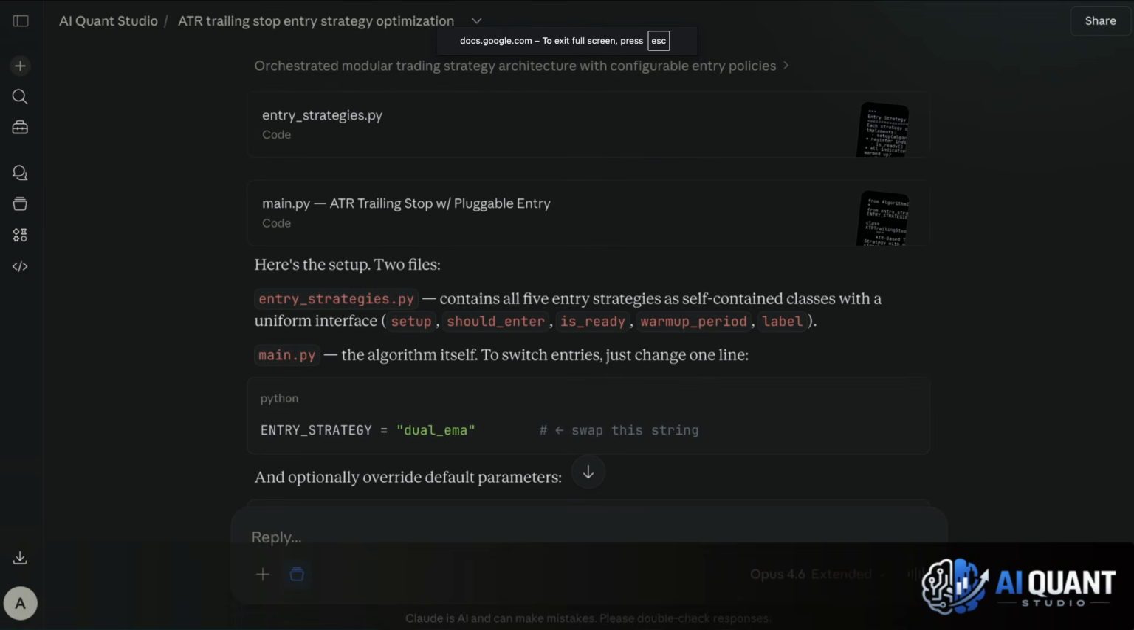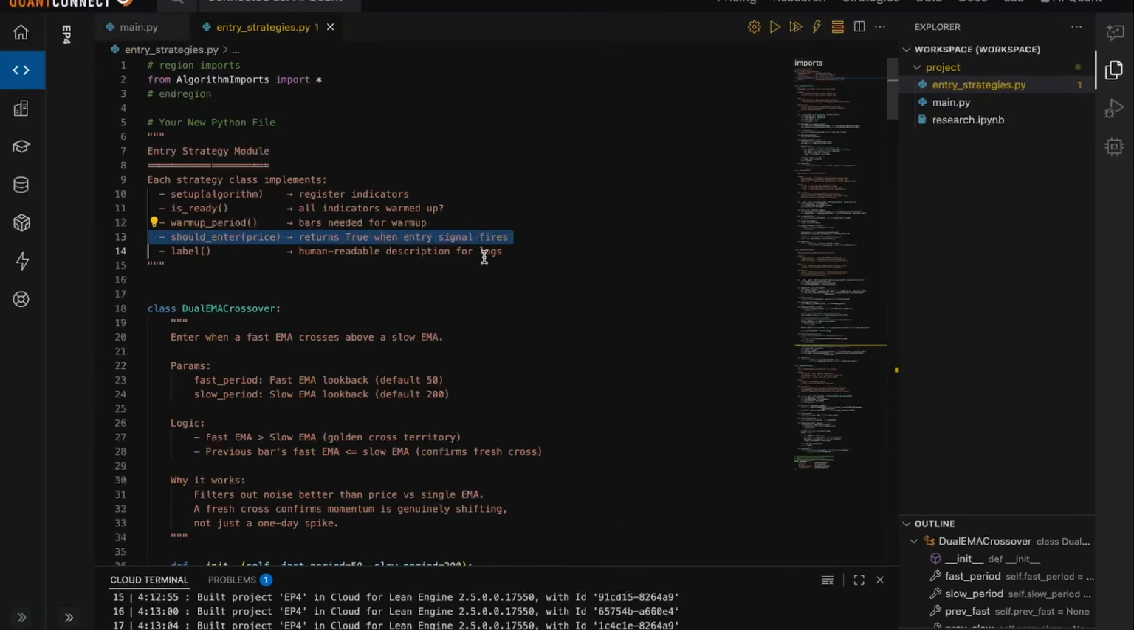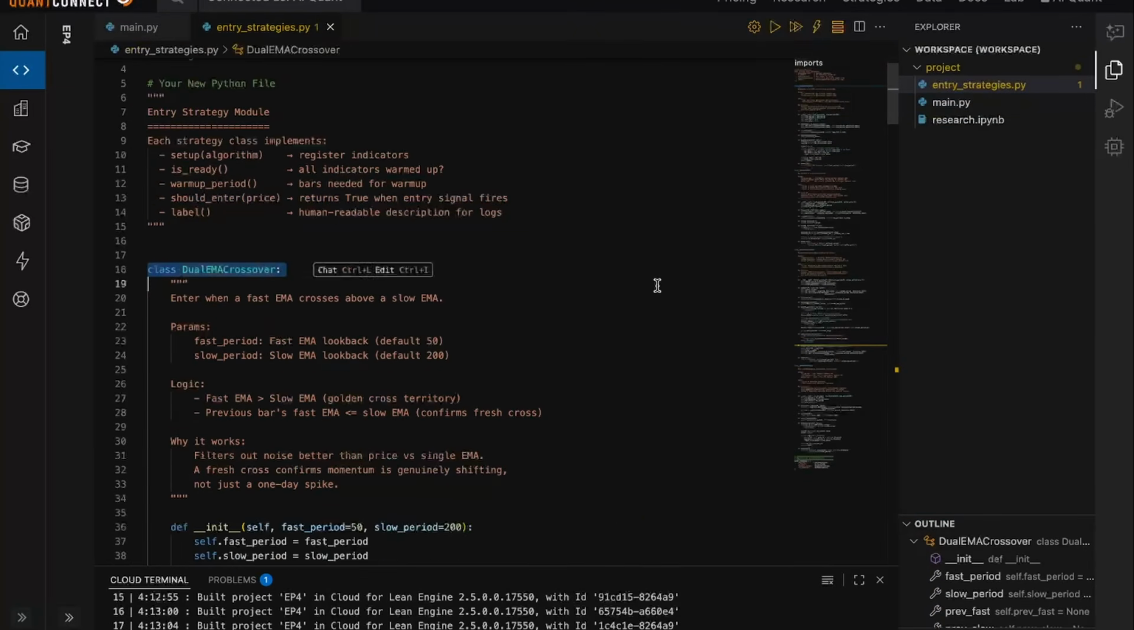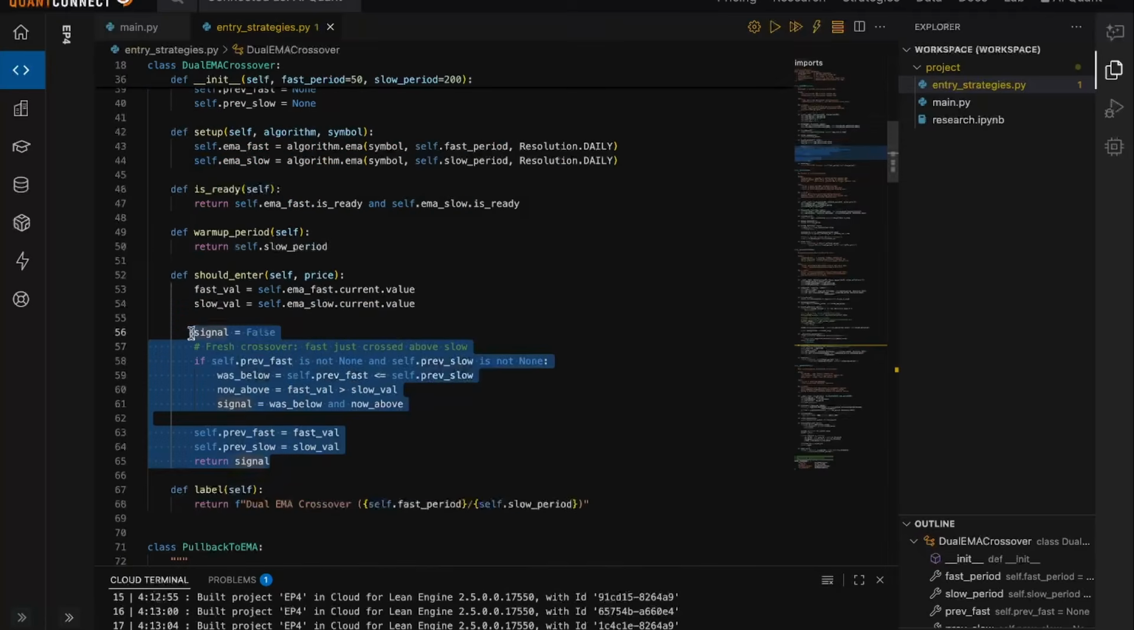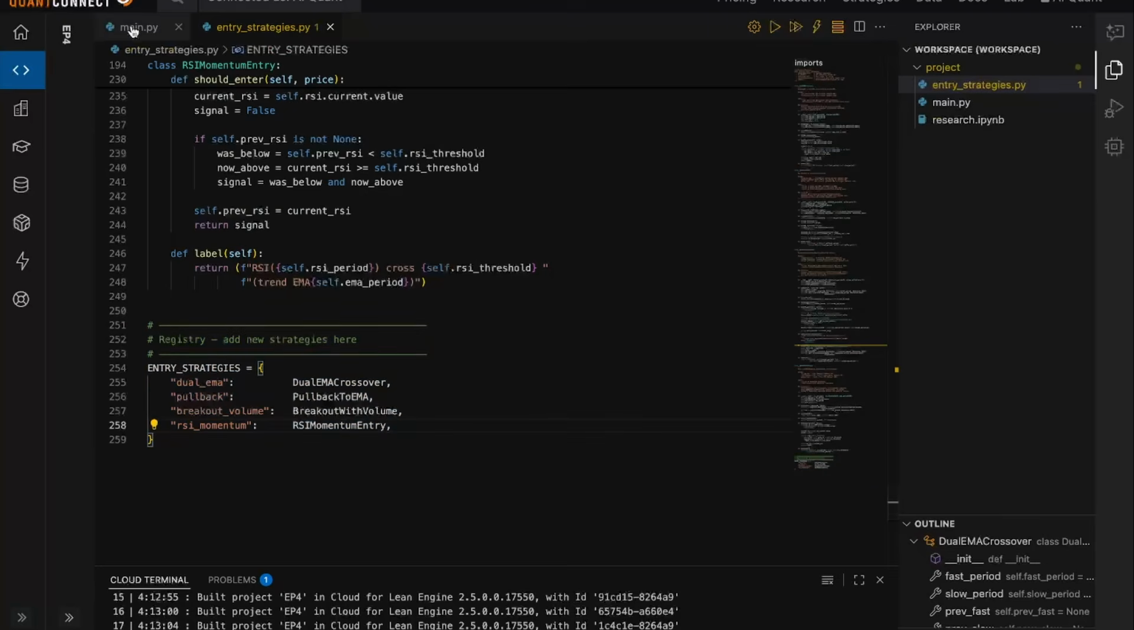Quick tip for QuantConnect users. QuantConnect has a 32K file size limit. With 5 strategy classes, the code might get big fast. So I asked Claude to put all entry strategies into a separate file. Each one is a self-contained class with the same interface: setup, should enter, is ready, warm-up period, and label.